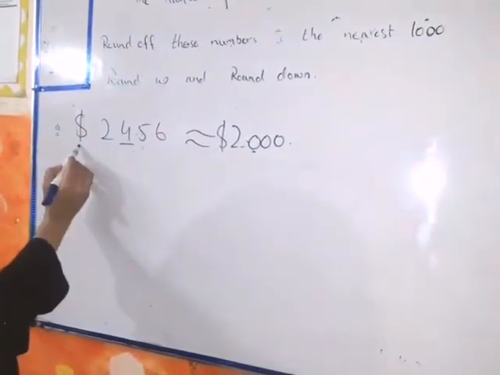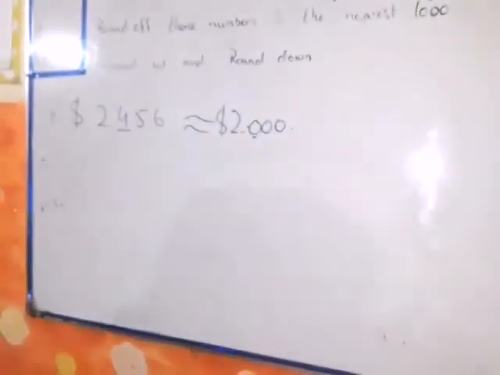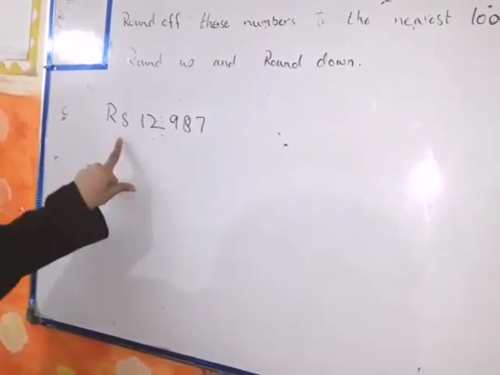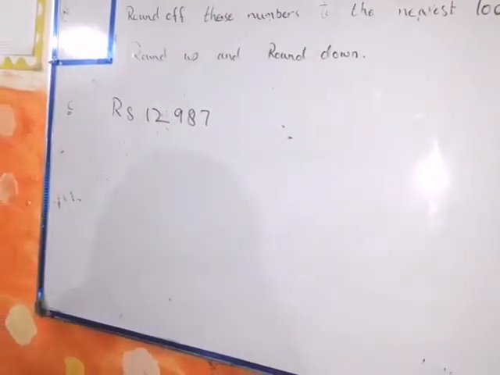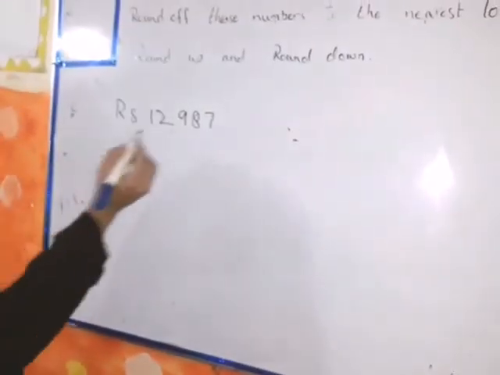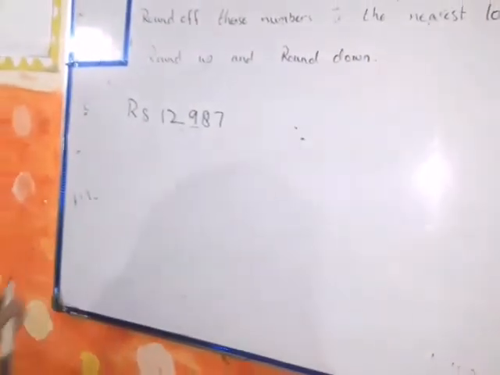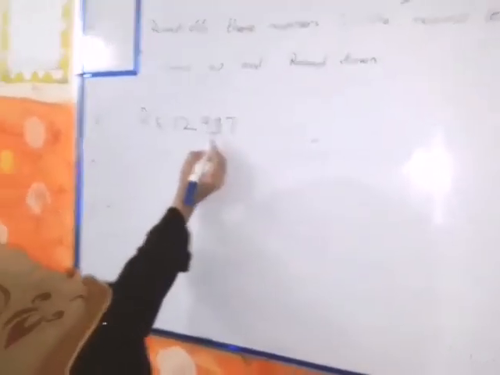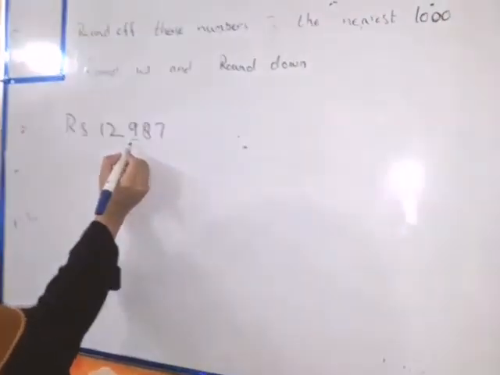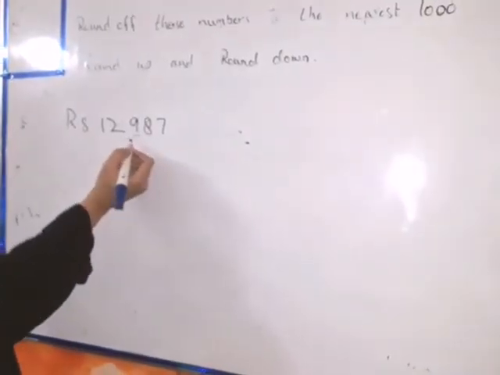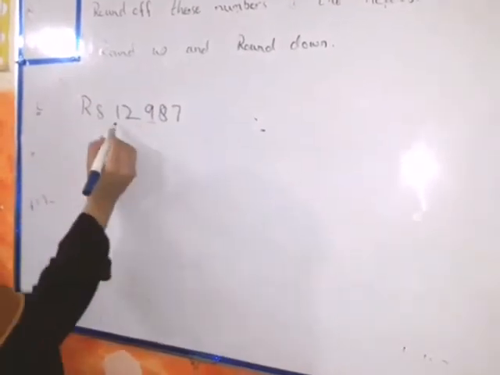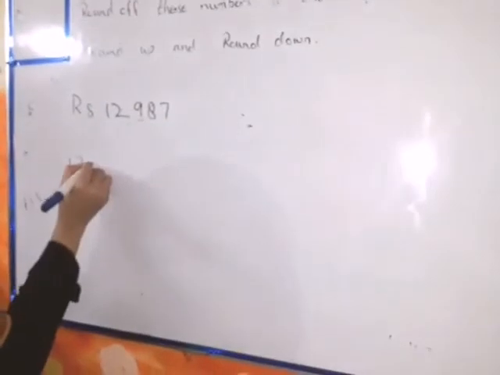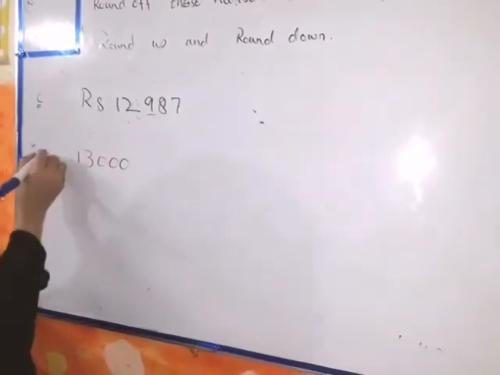The sign of the dollar will come with the answer. The part C, rupees 12,987. How will we find the nearest thousand? We will check the value of the hundreds: ones, tens and hundreds. The hundreds digit is 9, which is greater than 5, so it will be a round up. Round up means what will come after 12? 13. So the answer is 13,000 rupees. It is a round up.